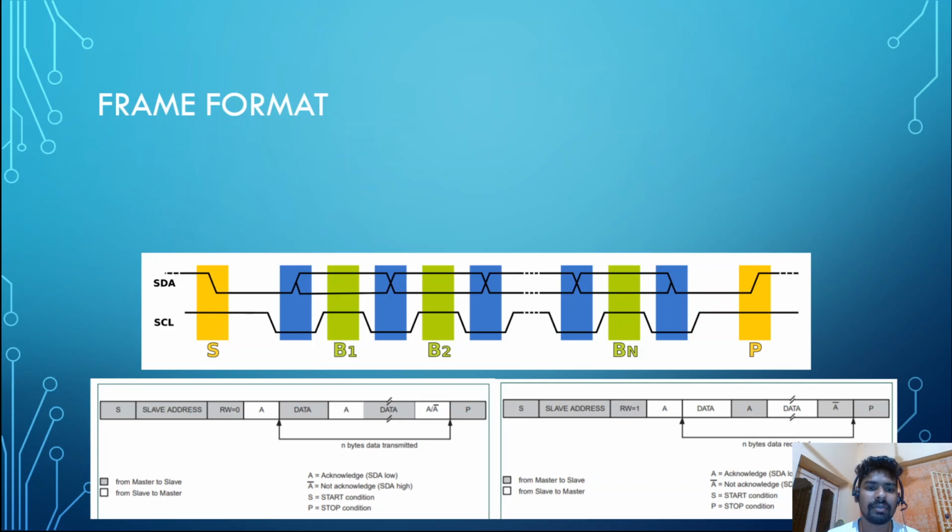If the slave doesn't support that speed, what it will do is stretch the clock line during the low phase, and then drive the data line to its desired value and then release the clock, so that the other device may continue to read the data.